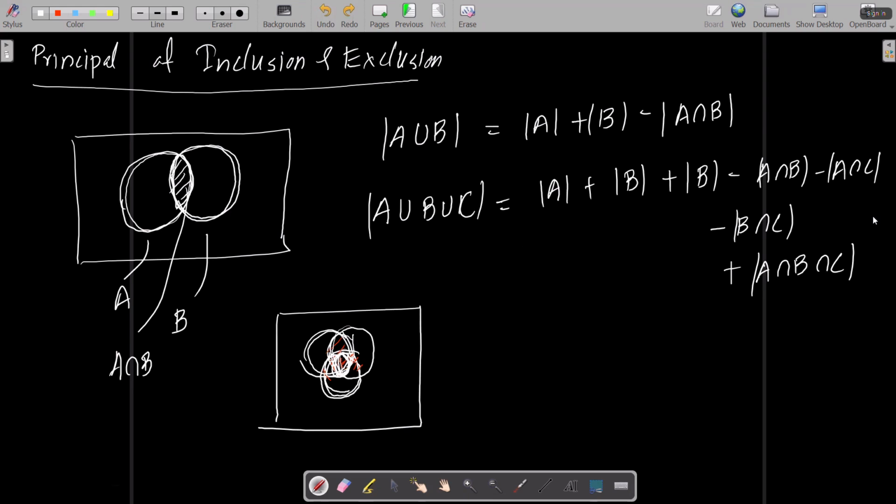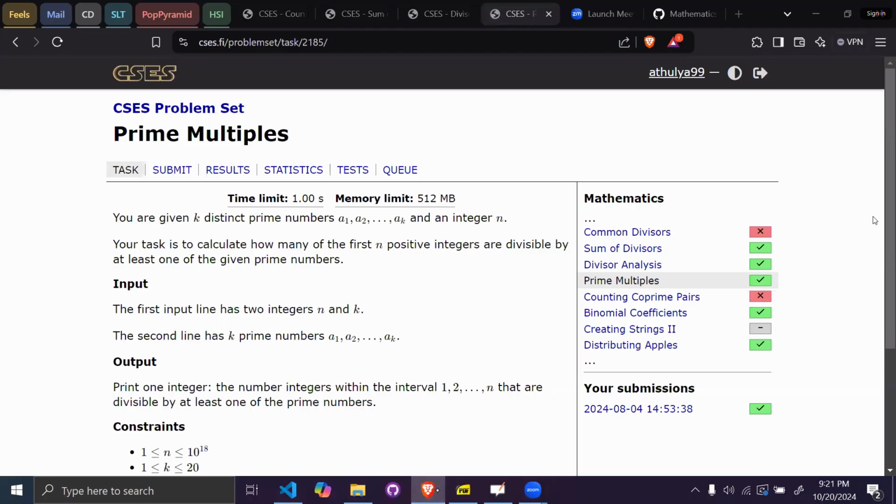So the problem that I needed to show you is this one. When you see this, you will not see this as a combinatorics problem. What this says is you are given k distinct prime numbers A1, A2 to AK, and an integer n. Your task is to calculate how many positive integers up to n are divisible by at least one of the given prime numbers. Okay, so let's take the example here and discuss that.